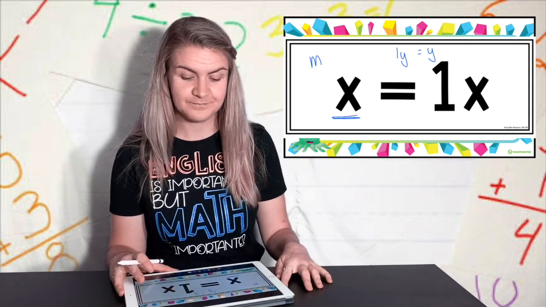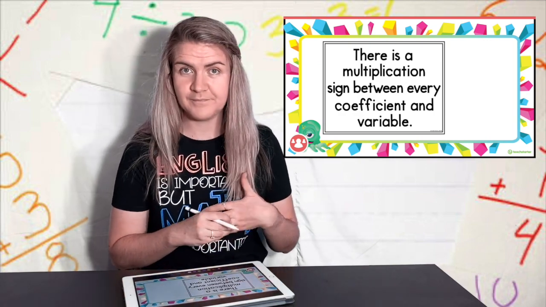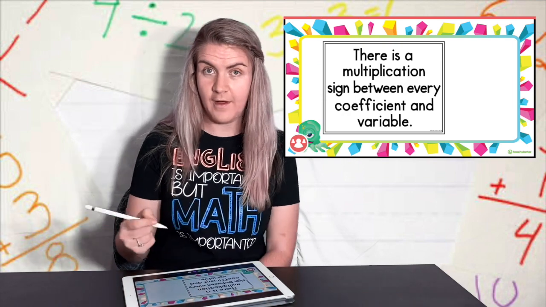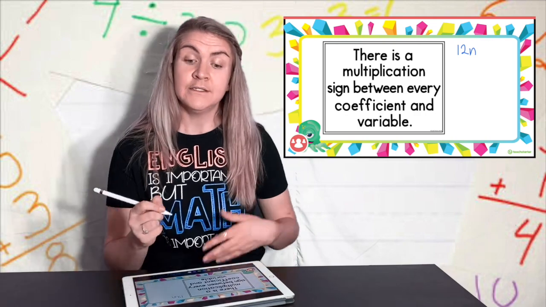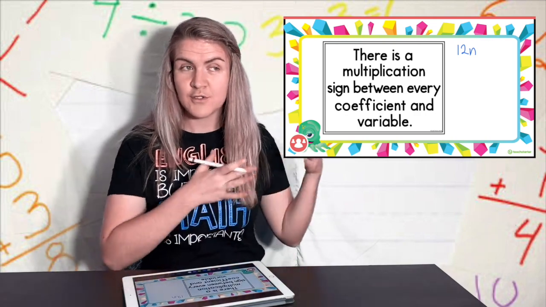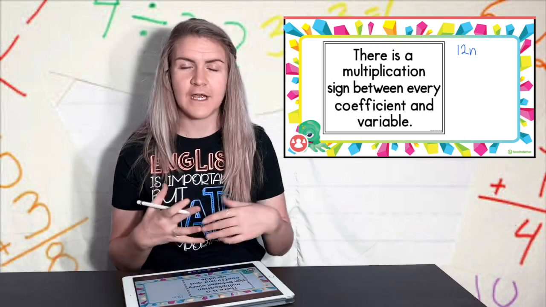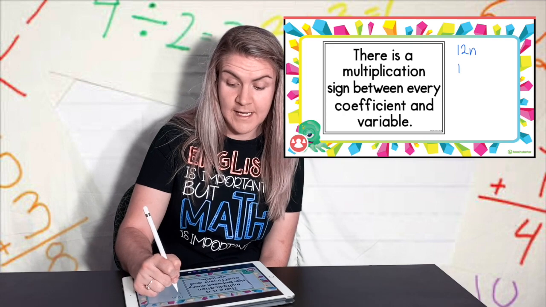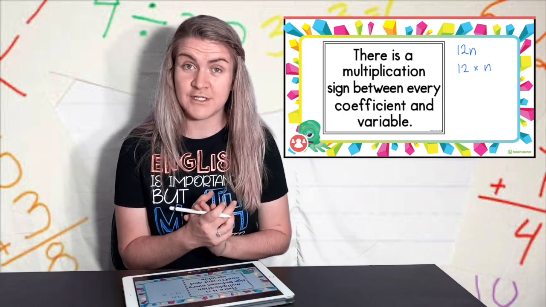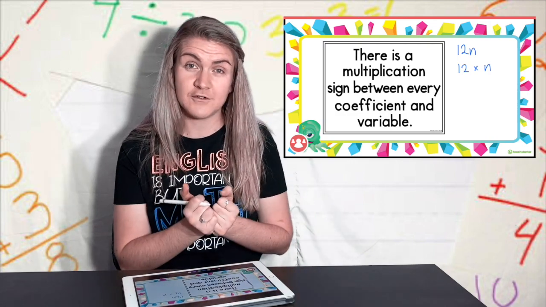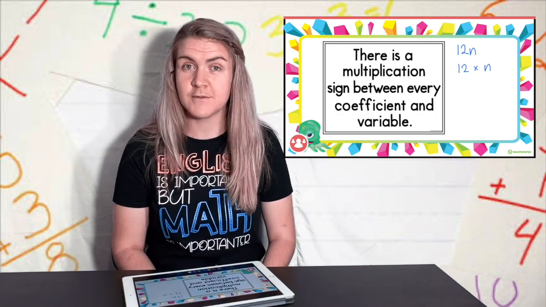But we need to learn another invisible math rule quick now. There is a multiplication sign between every coefficient and variable. What you may have noticed so far is like before, I wrote 12n. Now what that is actually saying is 12 times the number of hours that Petrol was working, 12 times n. So this sentence is actually 12 times n. But we don't actually have to write multiplication signs between letters and numbers when we're doing algebra. We just smush them together and then everyone knows that that means multiplication.